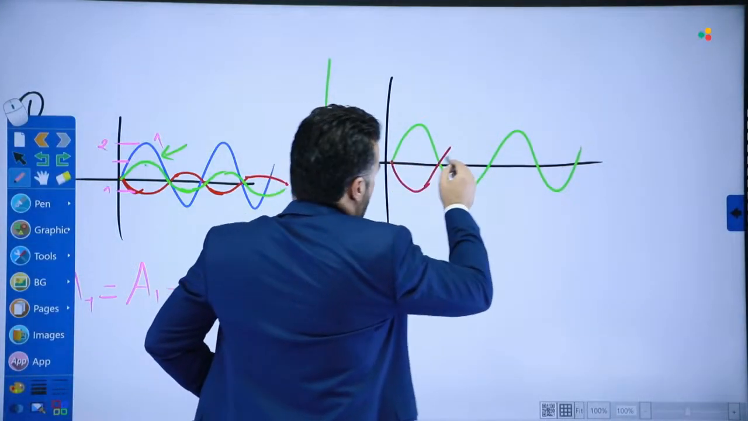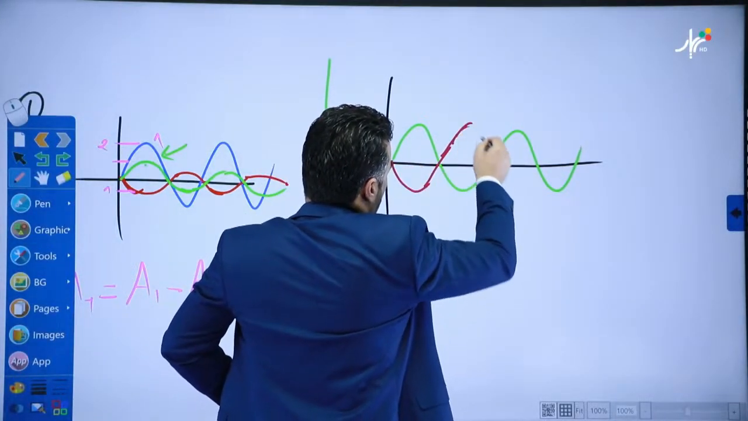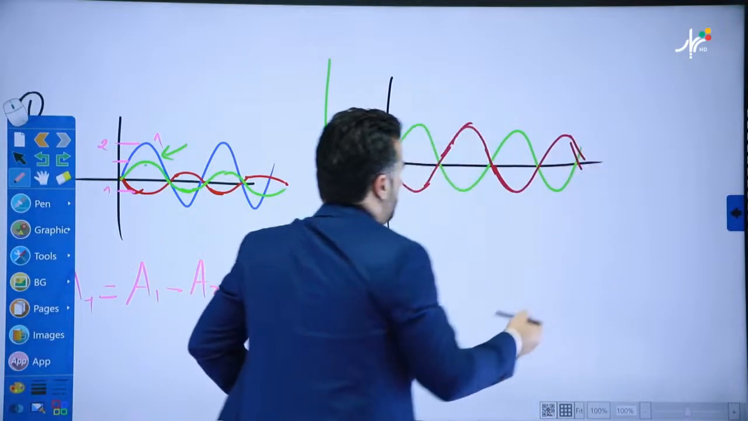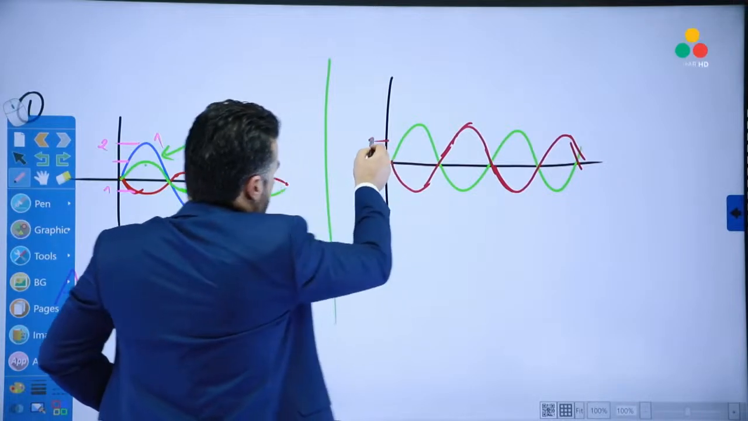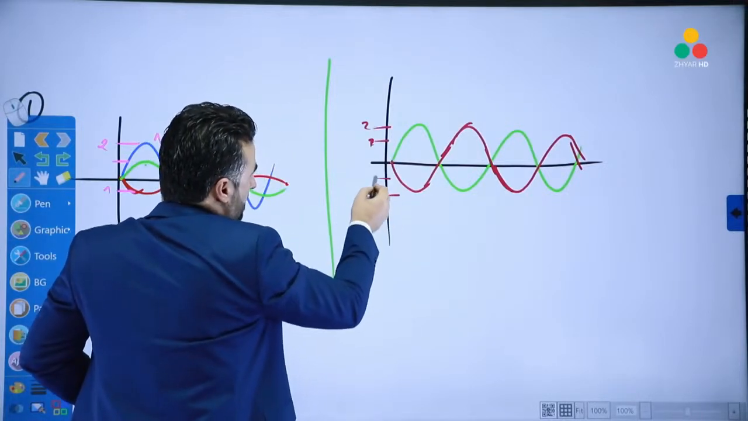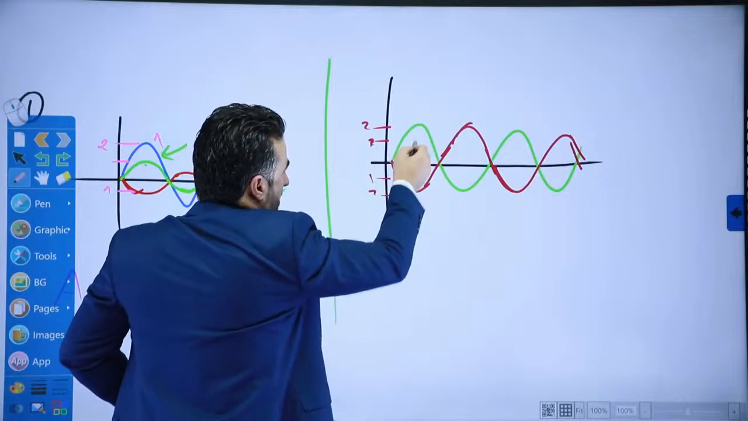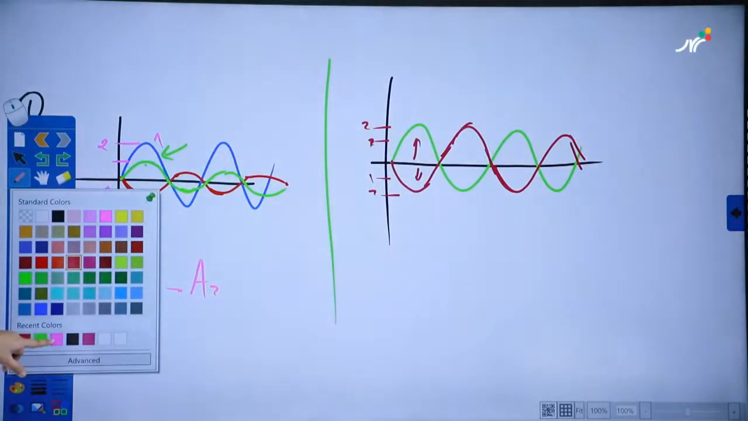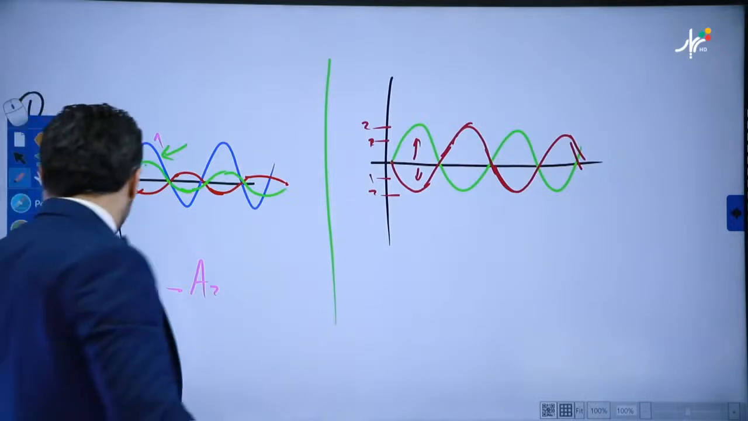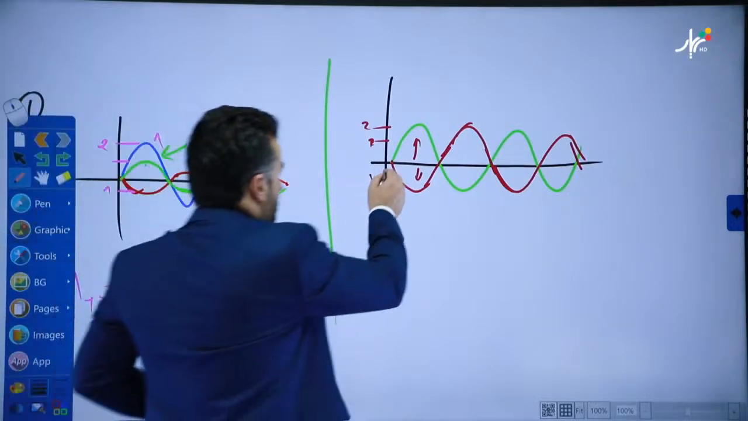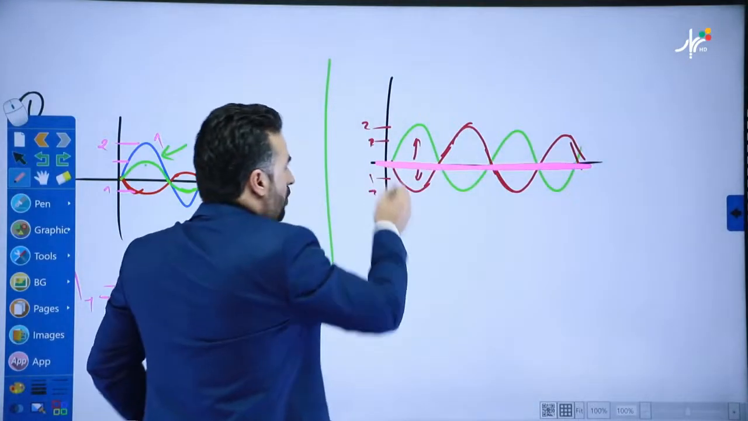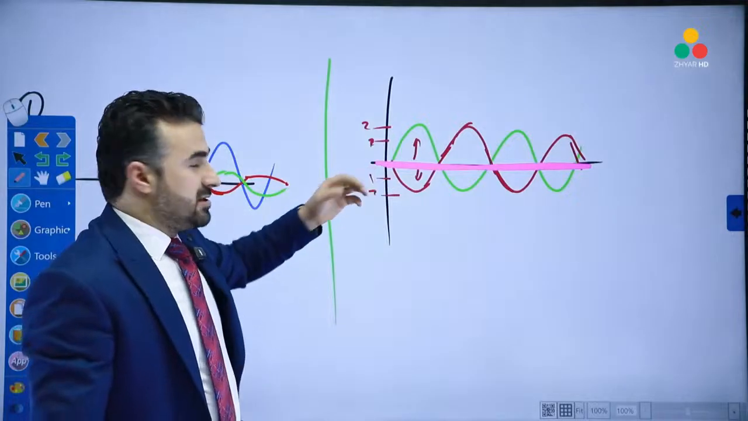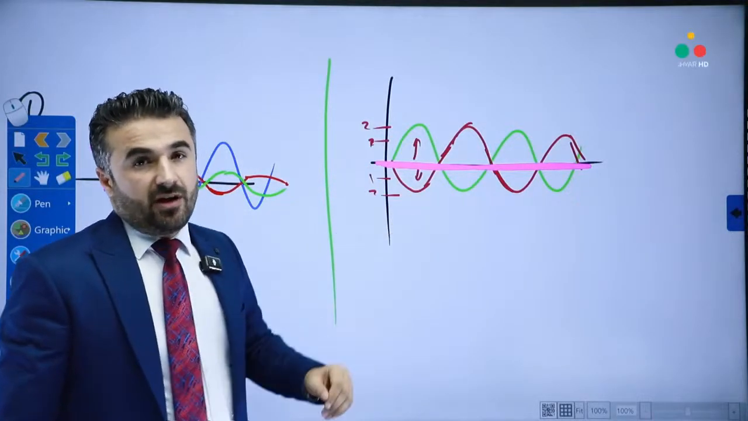Of course, their amplitudes also must be the same. So you can see if this is 2 units upward, this is also 2 units downward. So this amplitude is the same as this. So what happens as a result? These two waves will completely destroy one another, and we get this as the resultant wave. You can see that these two waves completely cancel one another out, and we call this destructive interference.